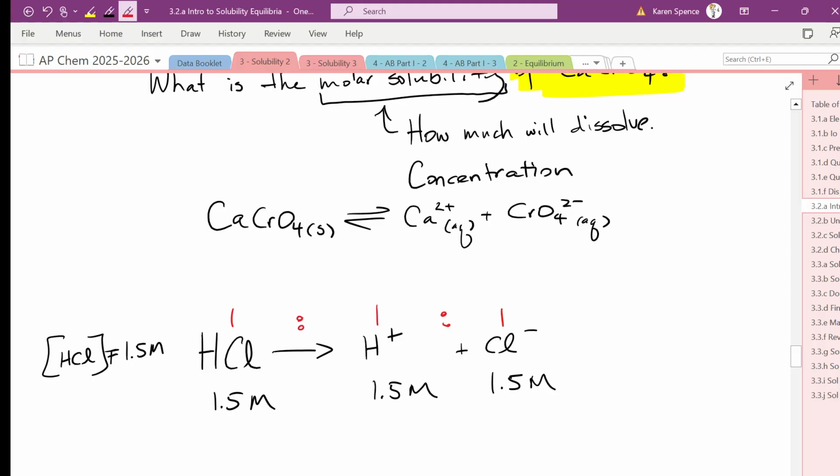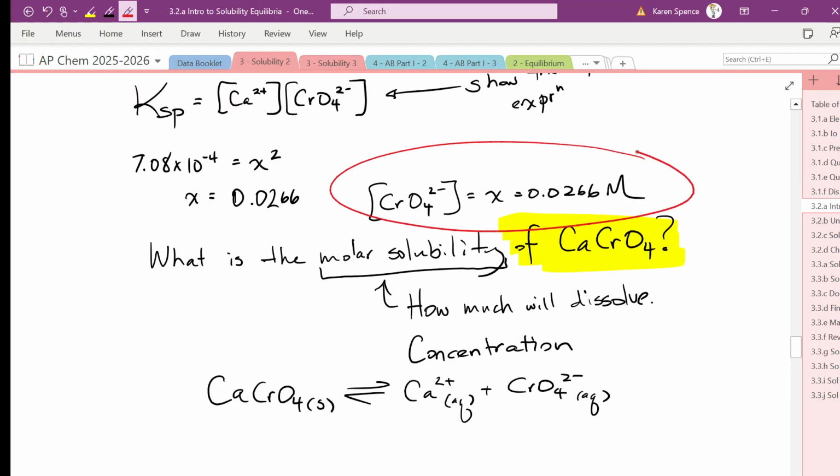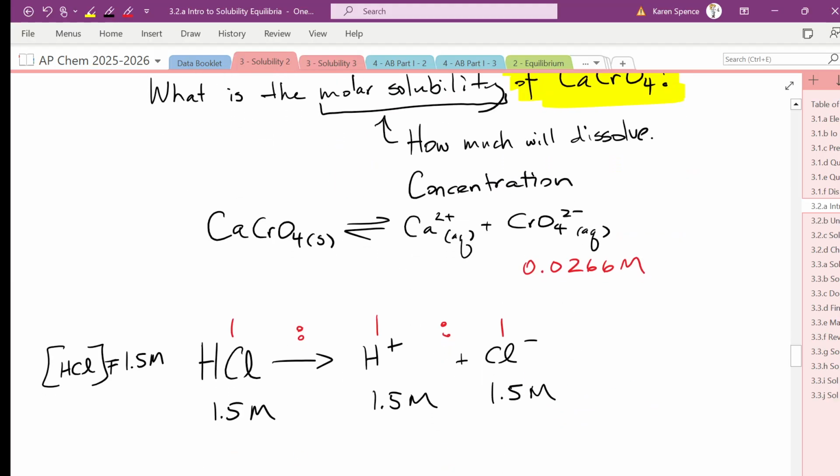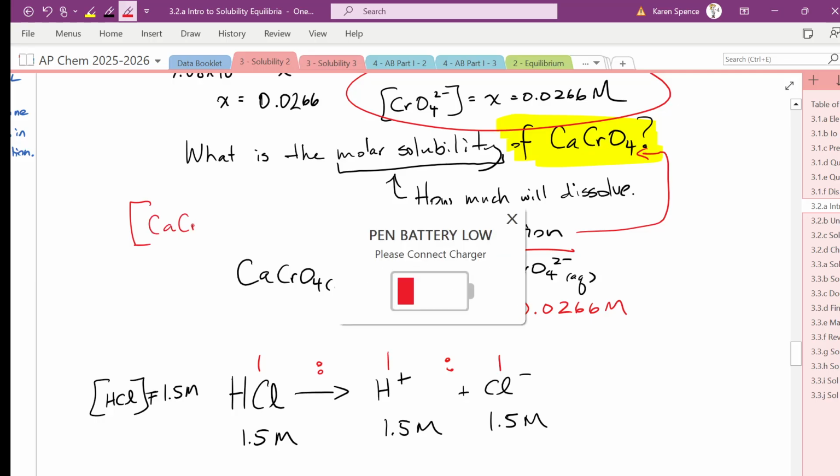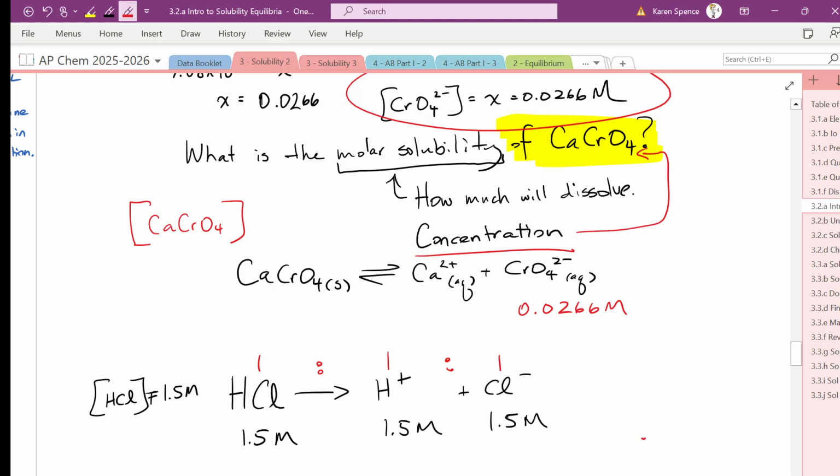So if you just calculated that the concentration of chromate is 0.0266 molar, what is the concentration of CaCrO4? It's not a difficult question. It is 0.0266, yes.